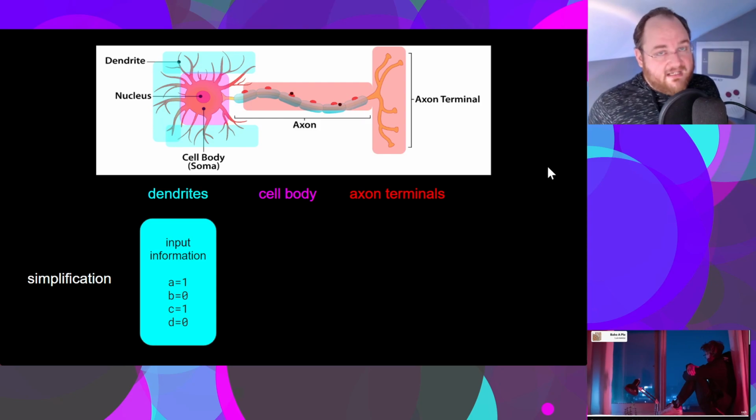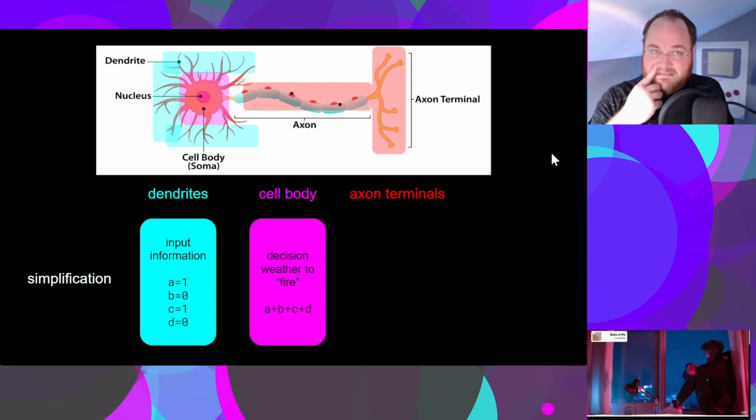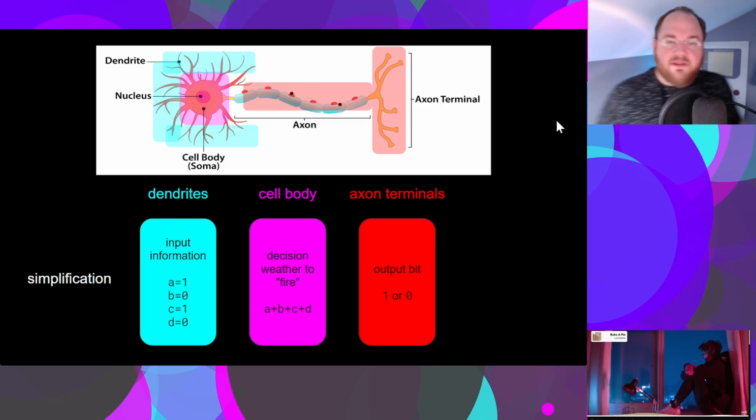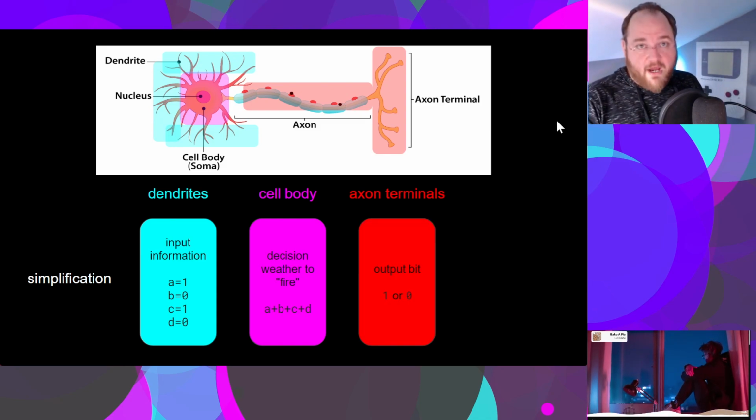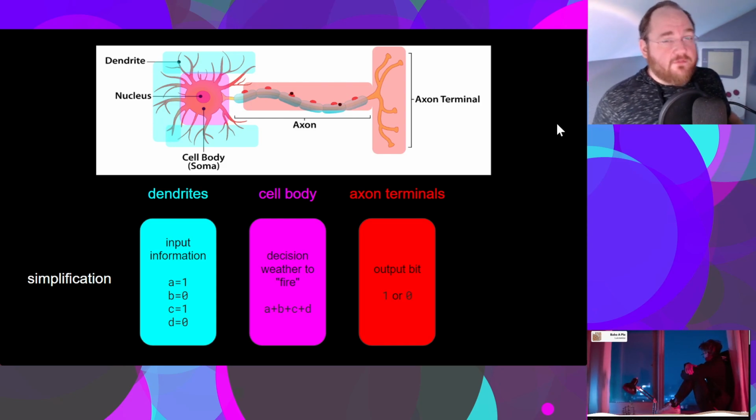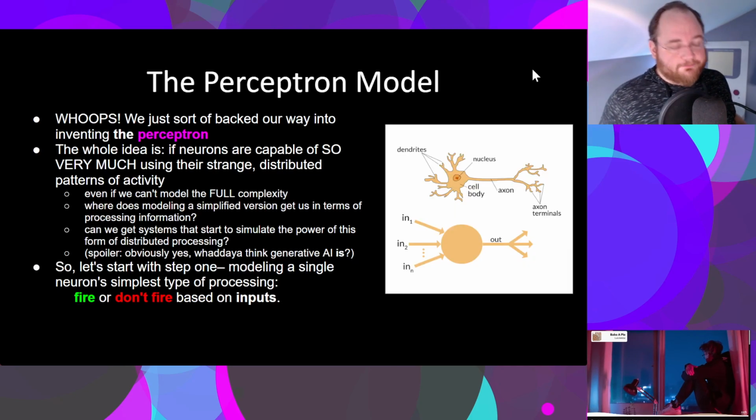The cell body now is this decision system where we're asking, okay, should I sum up all the information that has come in and decide whether or not to fire based on how strongly activated I am? Are you getting the picture? And then the output bit would be either I did or did not fire. Okay, so look what we just did. We've just kind of invented the perceptron.